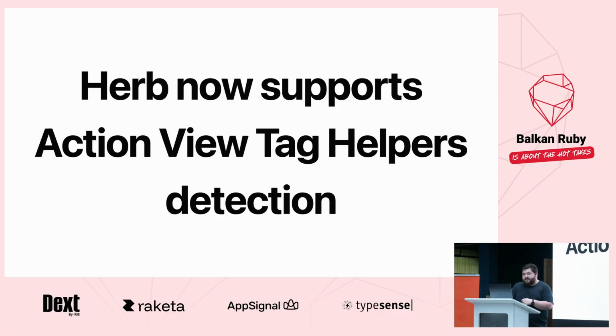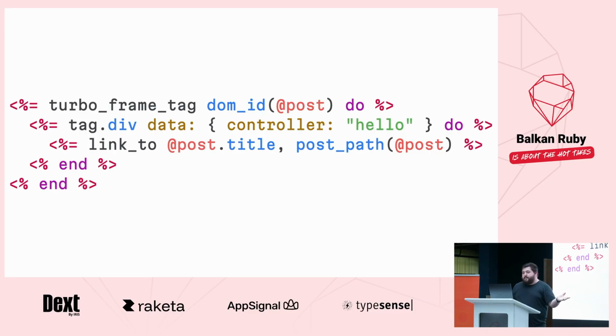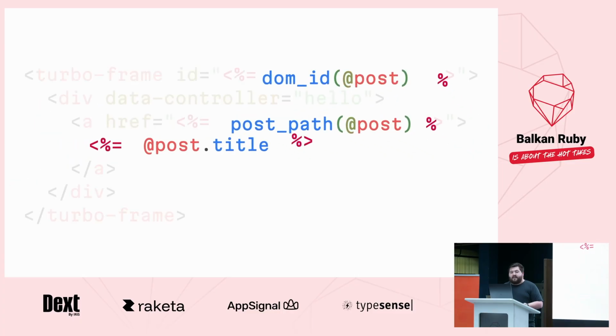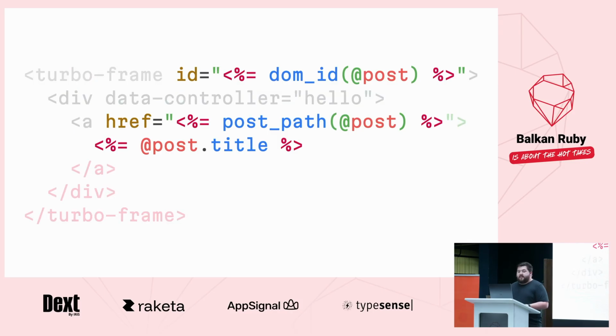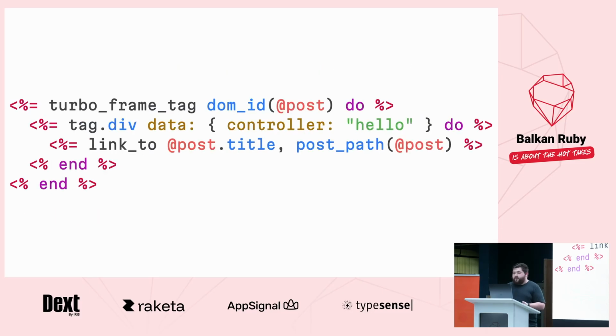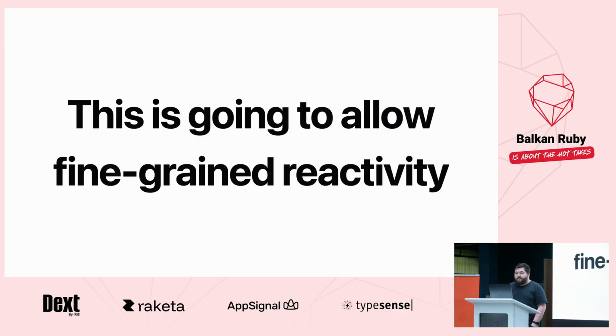But Herb is now able to also detect these tag helpers, which allows us to transform this kind of code to the equivalent HTML ERB, which looks like this. So it can now transform this from one to the other in its representation. And if we now look at where post is being used, we see it's used in these two places for the ID and href attributes, and as the content of this A tag. And this is now much more reasonable for us to figure out what is changing and how it's changing, and only have to look at these places whenever post changes, and don't have to look at the whole template to re-render it whenever it changes. And this is what allows us to do this fine-grained reactivity now.